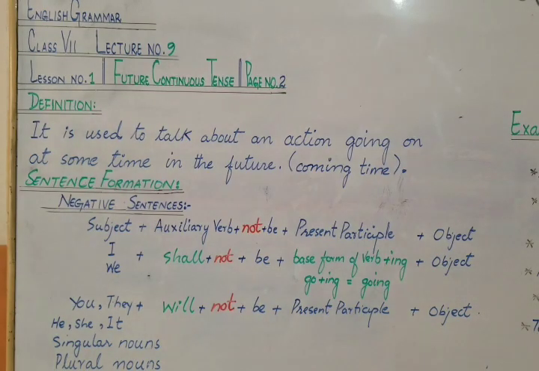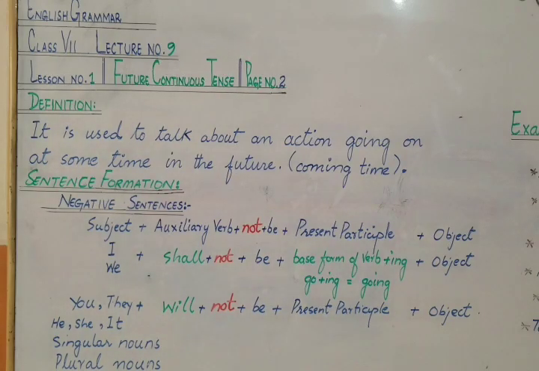Next we have negative sentences, and negative sentences are formed by adding the word not after the auxiliary verb or helping verb. For example, I shall not, we shall not, you, they, he, she, it will not. और कोई भी सिंगुलर नाउन हो या प्लूरल नाउन हो उसके बाद will not.